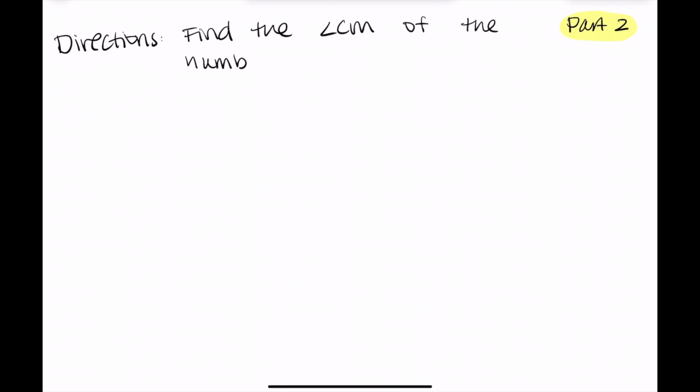So now that we've gone through part 1 of our practice section, we've done a few examples on how to find the greatest common factor. Let's get into part 2. For part 2, we're going to be finding the least common multiple of a set of numbers. As the directions say, find the least common multiple of the numbers below.